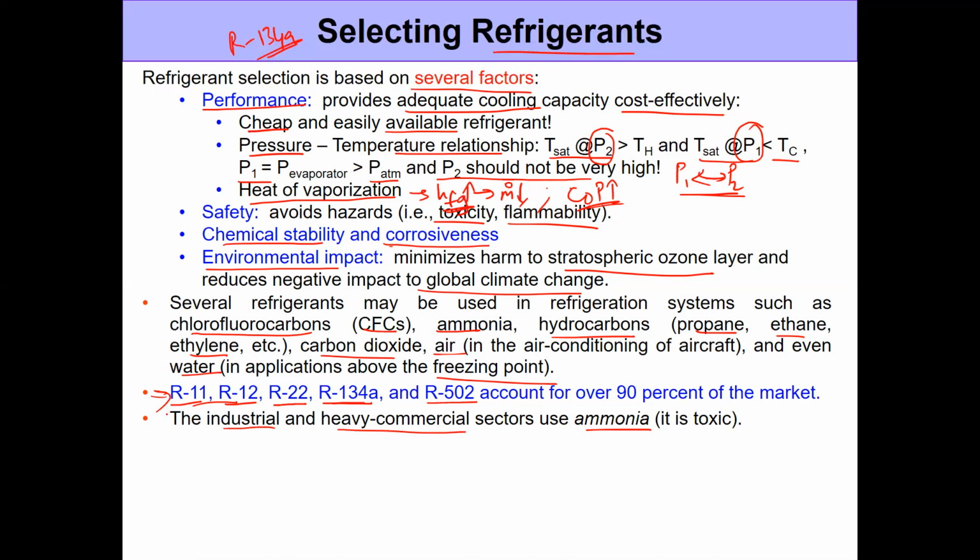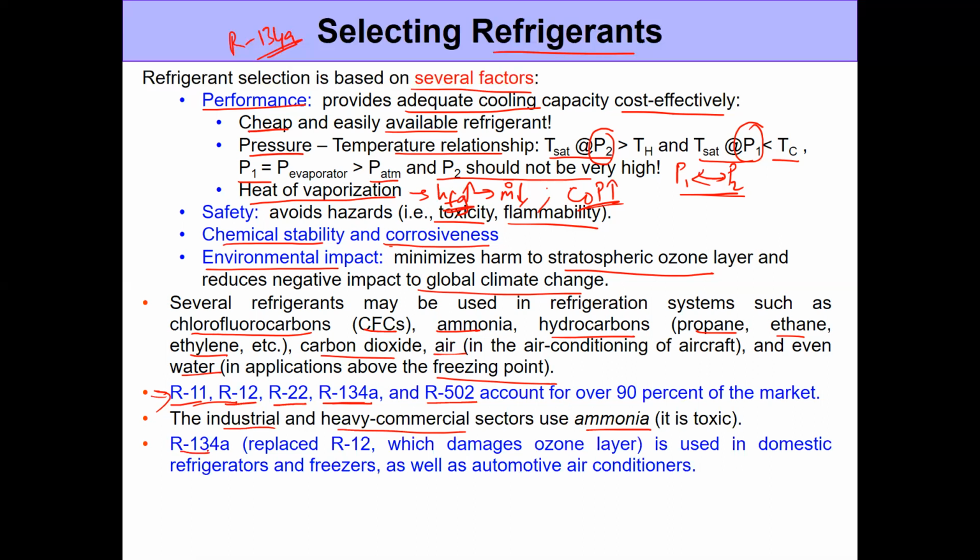Now, R134A has been used to replace R12 in a majority of countries, right? And R134A is used in fridges and freezers, as well as in the air conditioner that you find in your car. So, if you Google the model for your refrigerator, you'll be able to see what refrigerant it's using. More often than not, it's R134A that's being used, right? So do check that out.